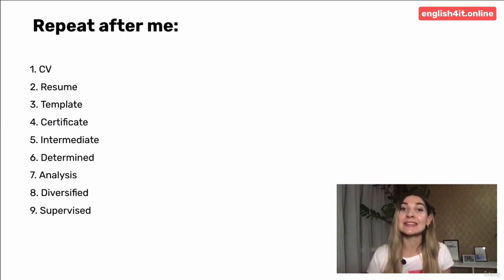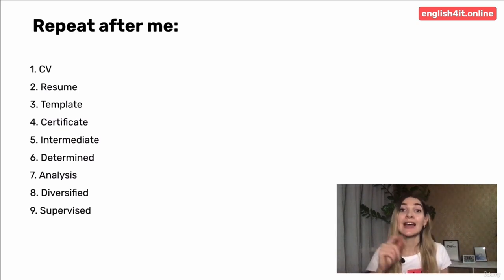The next word is determined, determined. Unfortunately, a lot of people say determined, but no, forget about it. It's determined. The next one is analysis, analysis, analysis. The word number 8 is diversified, diversified.